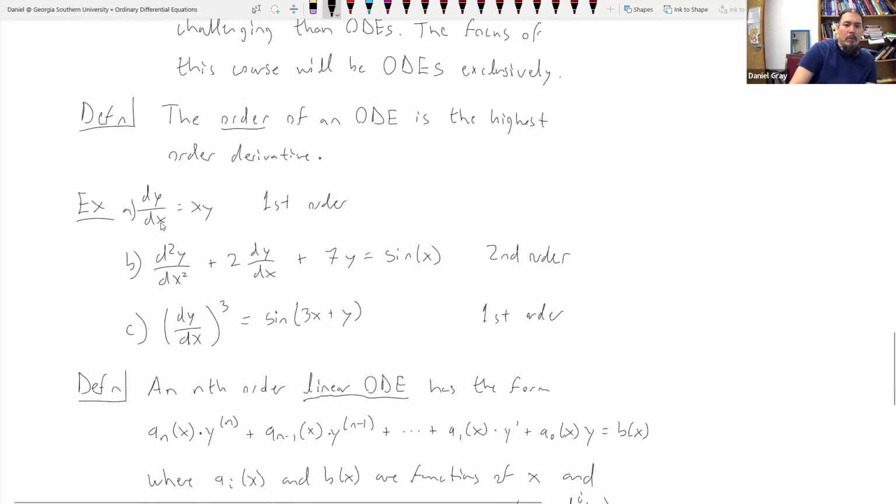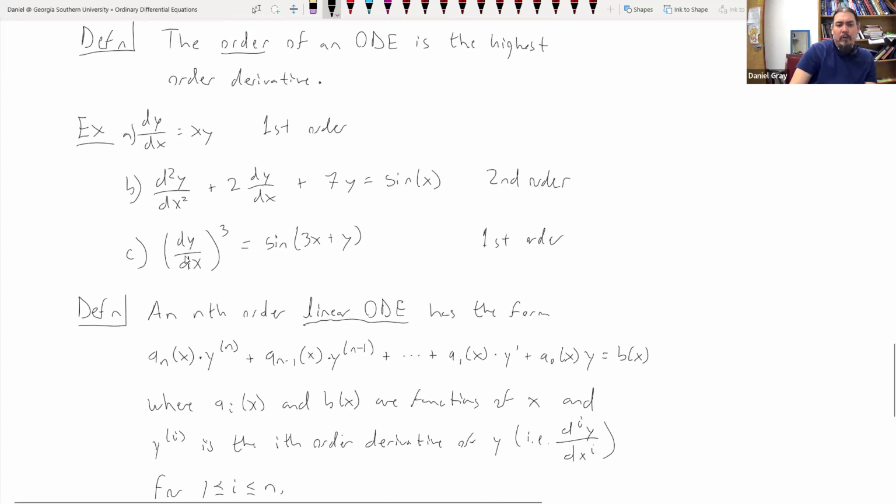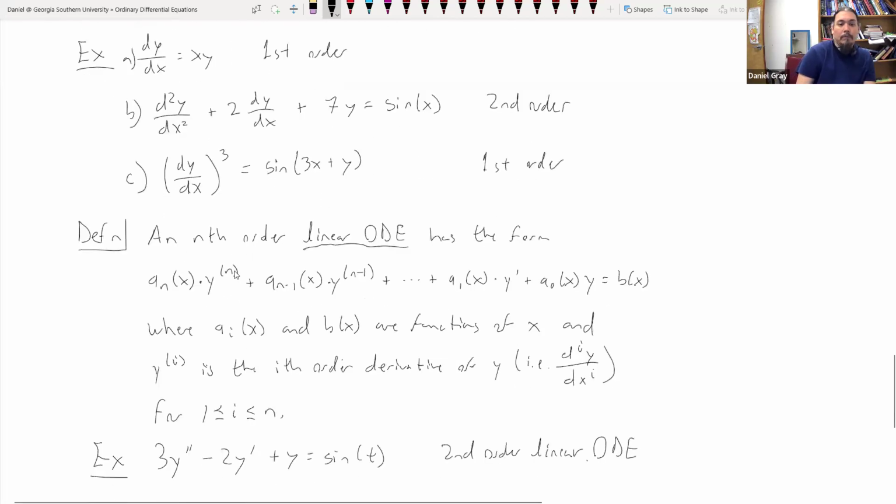So for example, dy/dx equals xy, well, we're taking the first derivative, so it's a first order differential equation, right? Here we're taking the second derivative of y with respect to x, right? That's the highest order derivative there. So this is a second order differential equation. Now don't be tricked by part C over here. We're just taking the first derivative of y with respect to x, and then we're cubing that, right? So it's still a first order differential equation. It's not a third order differential equation. In order for it to be a third order differential equation, we would need to take the third derivative of y with respect to x, okay?